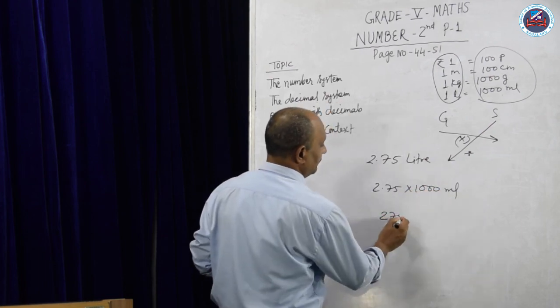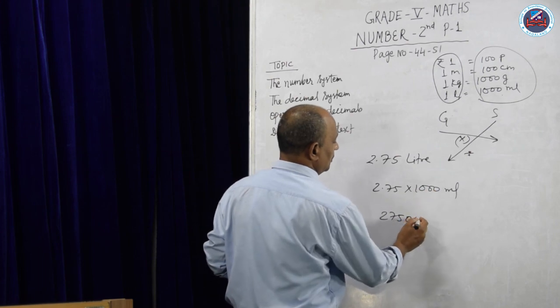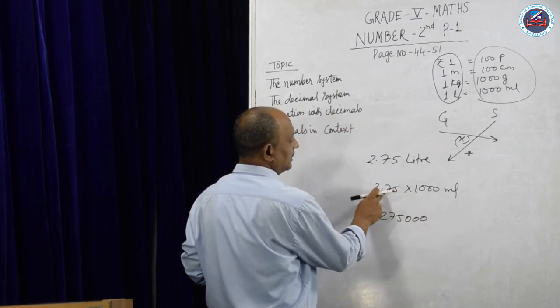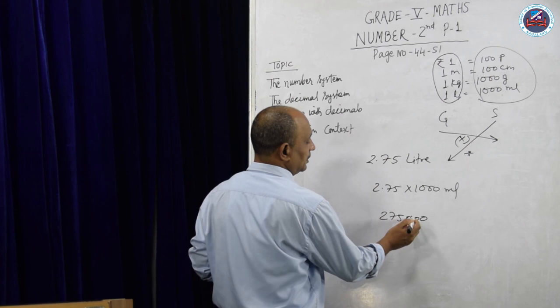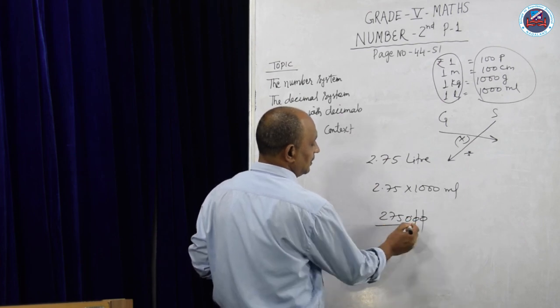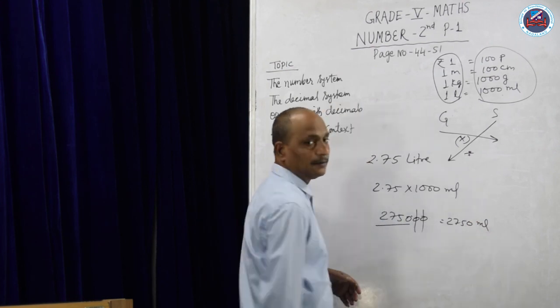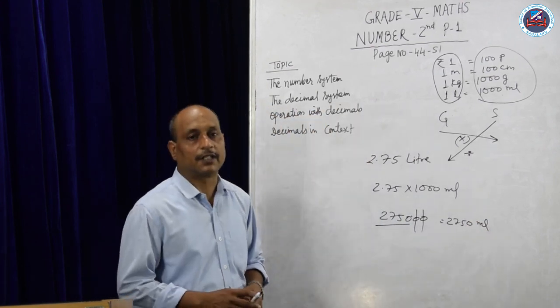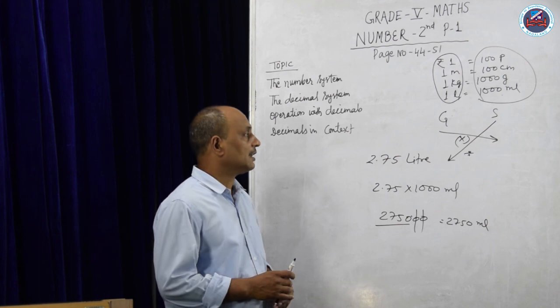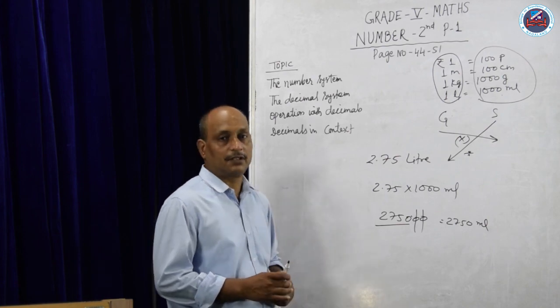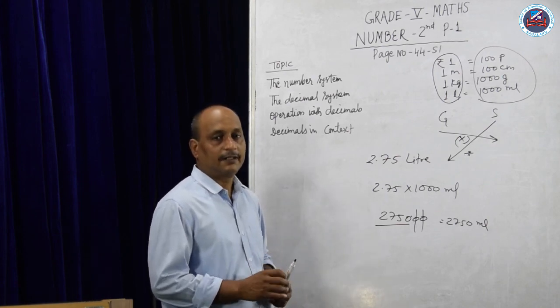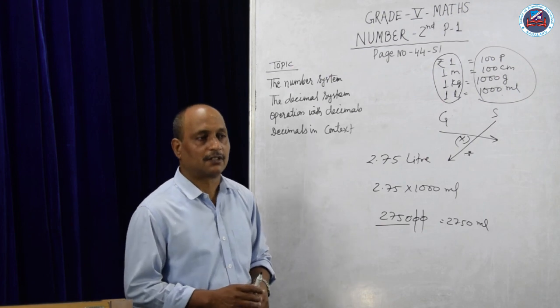So 275, 0, put 0. After 2 numbers, the decimal is there. After 2 numbers, put the decimal. This is very less. So your answer is 2750 ml. So in this way, we can do either addition or subtraction or division and multiplication.